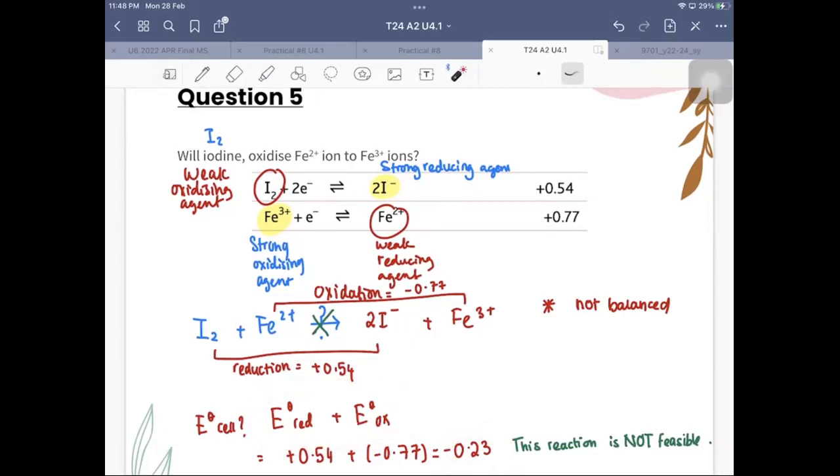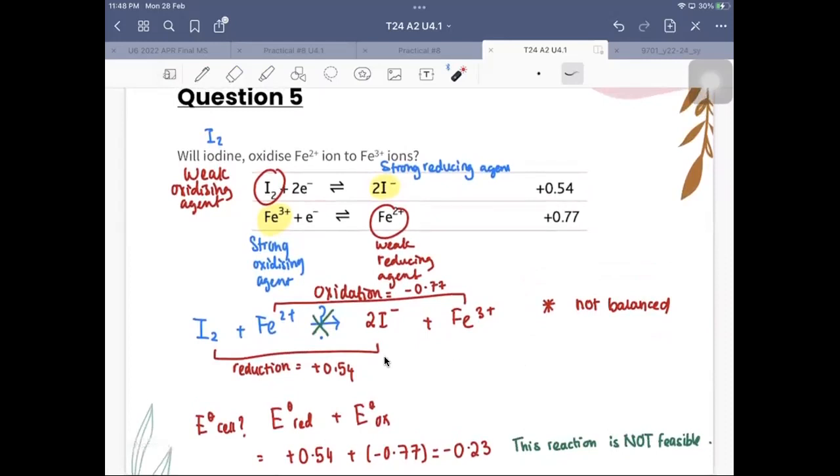I've also made a note to state that this equation is not balanced. I could make it balanced by putting 2 moles of Fe2 plus and 2 moles of Fe3 plus.